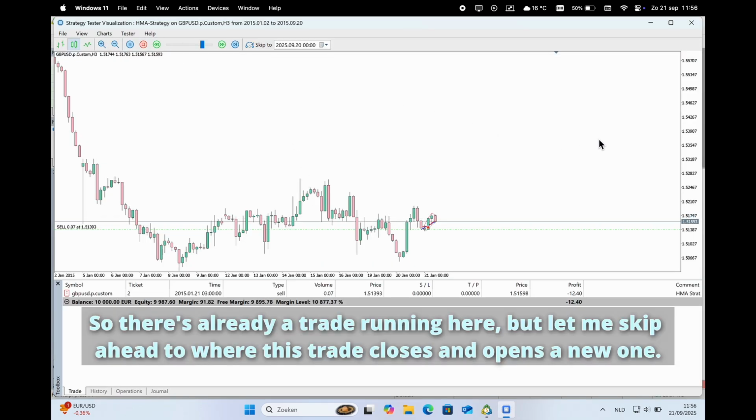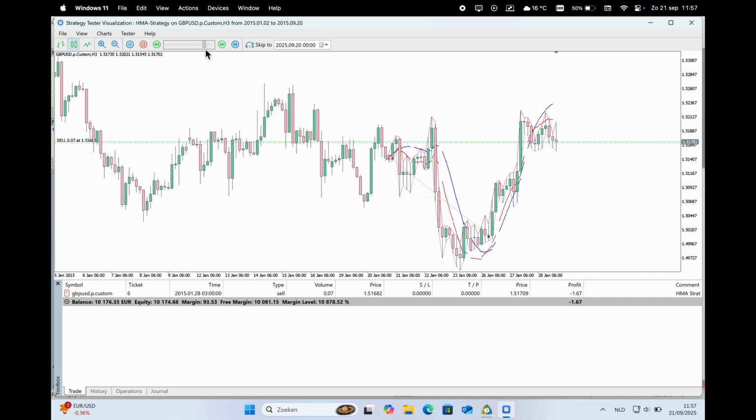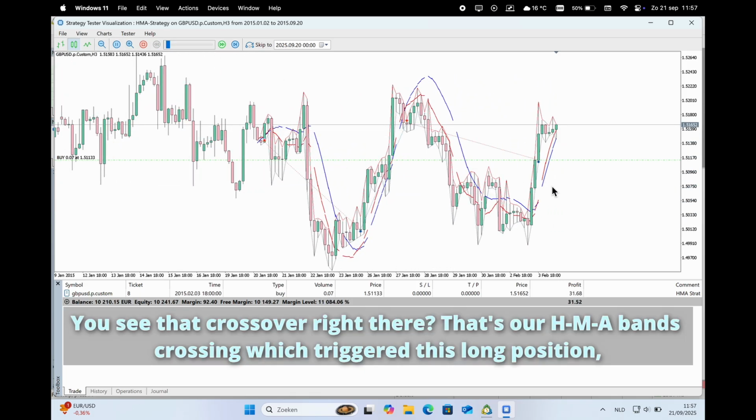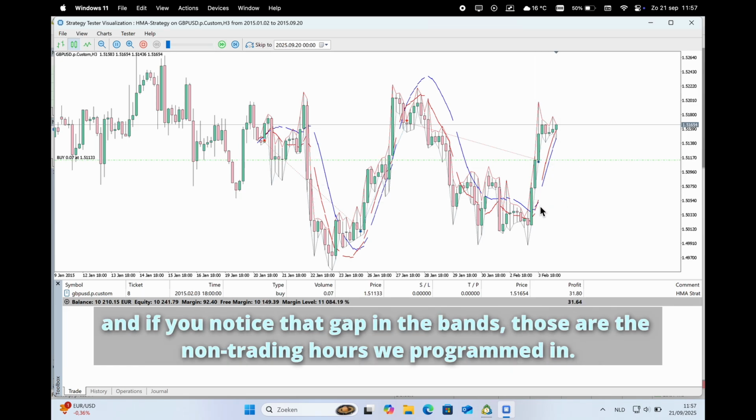So there's already a trade running here, so let me skip ahead to where this trade closes and opens a new one. You see that crossover right there? That's our HMA bands crossing, which triggered this long position, and if you notice that gap in the bands, those are the non-trading hours we programmed in.